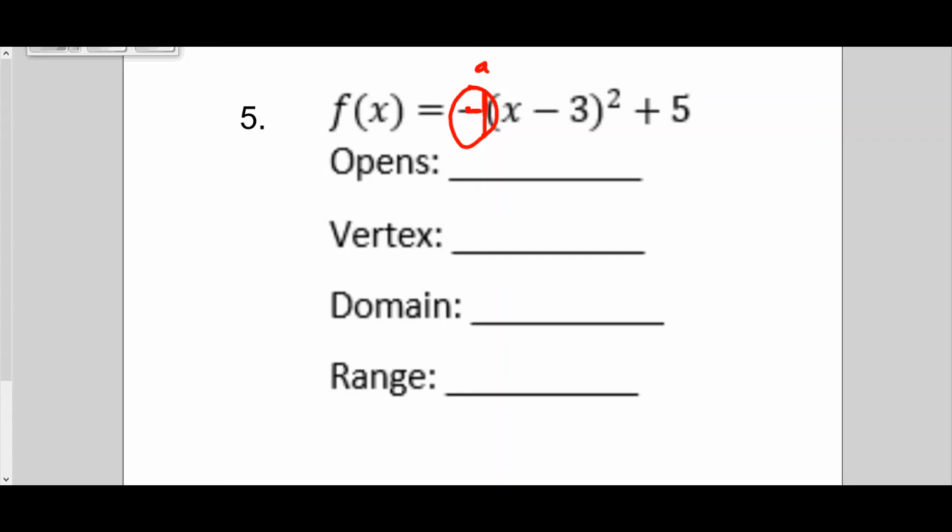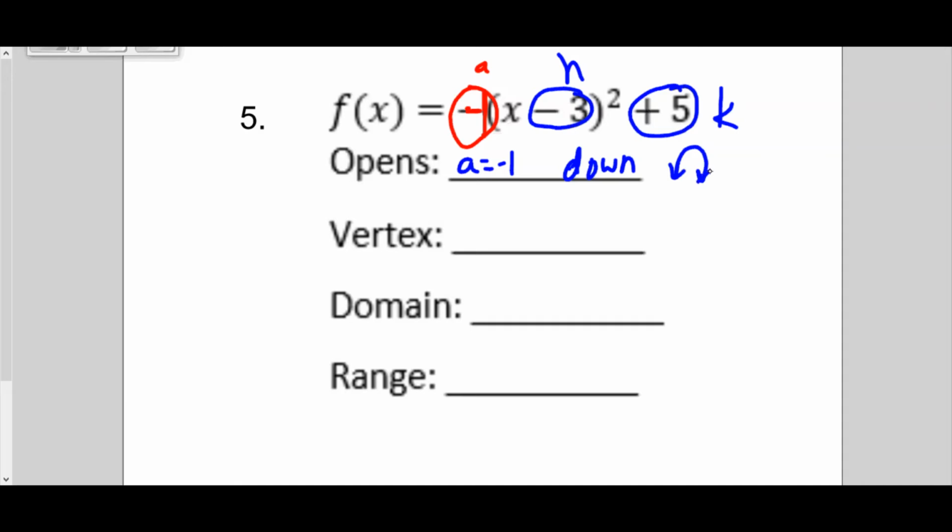My h is the number inside, and then k is the number outside. So the first question we want to know is, how does this graph open? So let's identify. A is -1. It's negative. So since it's negative, remember, when a is negative, the graph opens down. So it's going to do something like this.